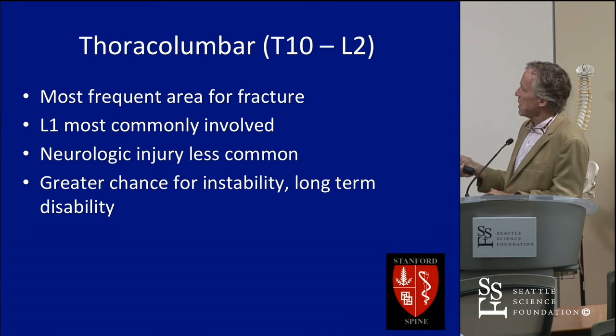Again, the thoracolumbar spine, moving down a little bit, is the area most commonly involved with fracture, and lumbar number 1 is the bone most frequently fractured. But as you can imagine, because the canal gets bigger down here and we're moving from the spinal cord into the lower motor neuron region, neurologic injury is a little less common than up in the thoracic spine. But because in that area we're getting down closer to the lumbar spine where we bend and lift and twist, the chance for greater long-term disability and instability following the treatment of this patient is greater than following a thoracic area fracture.